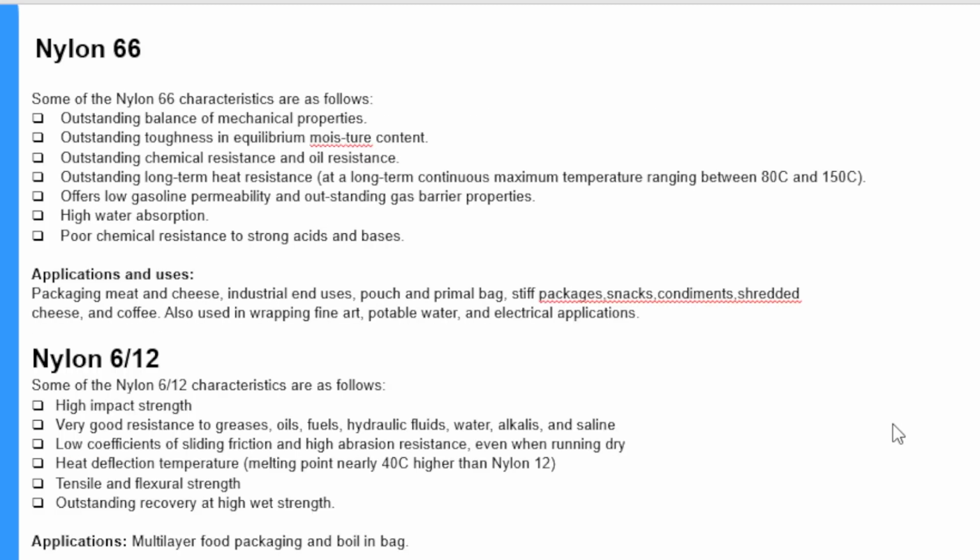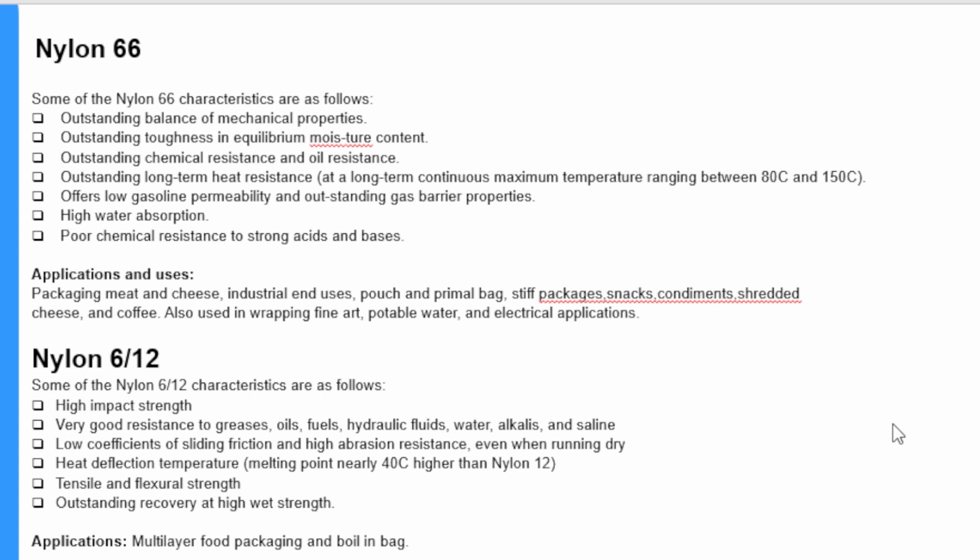Now come to nylon 66. Some of the nylon 66 characteristics are as follows. Outstanding balance of mechanical properties, outstanding toughness in equilibrium moisture content, outstanding chemical resistance and oil resistance, outstanding long-term heat resistance at a long-term continuous maximum temperature ranging between 80 degrees centigrade and 150 degrees centigrade. Offers low gasoline permeability and outstanding gas barrier properties.